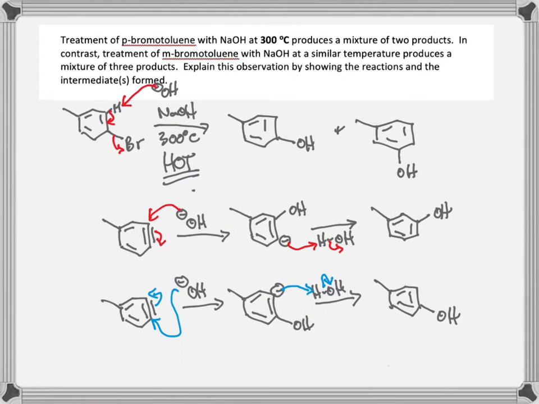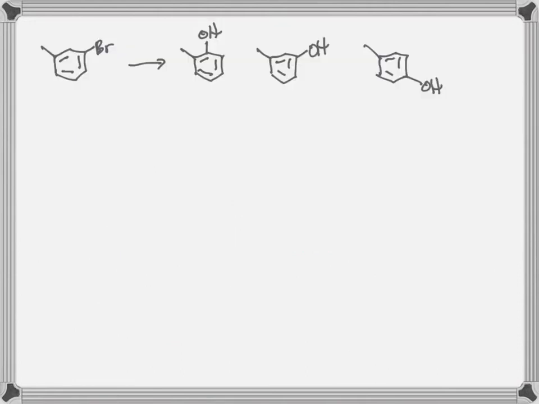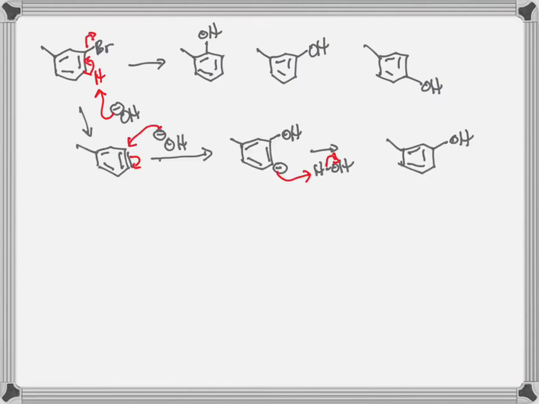So I have that on the next screen. The overall reaction is shown here. We need to explain how all 3 of these form. It's going to basically be the same thing. The hydroxide deprotonates the toluene structure at the carbon next to bromine to give us the benzyne.